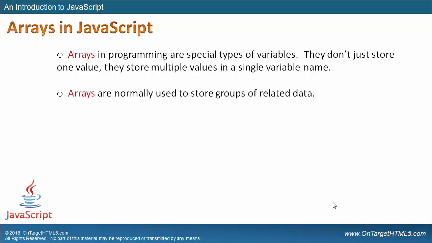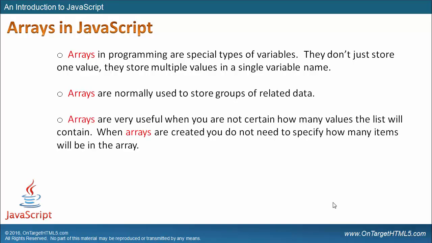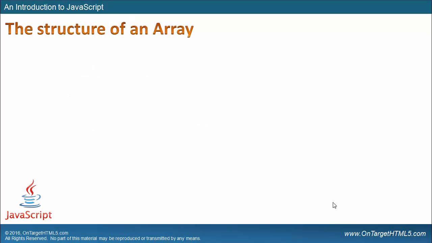Arrays are normally used to store groups of related data. Arrays are very useful when you're not certain how many values the list will contain. When arrays are created, you do not need to specify how many items will be in the array. So we can actually have arrays that are open-ended. We can start out with an array that's got a couple of items, and by the time we're all finished writing our application, it may have hundreds of items stored in that actual array. Values in arrays are stored in comma-separated lists, and you'll see that as we go through the lab.